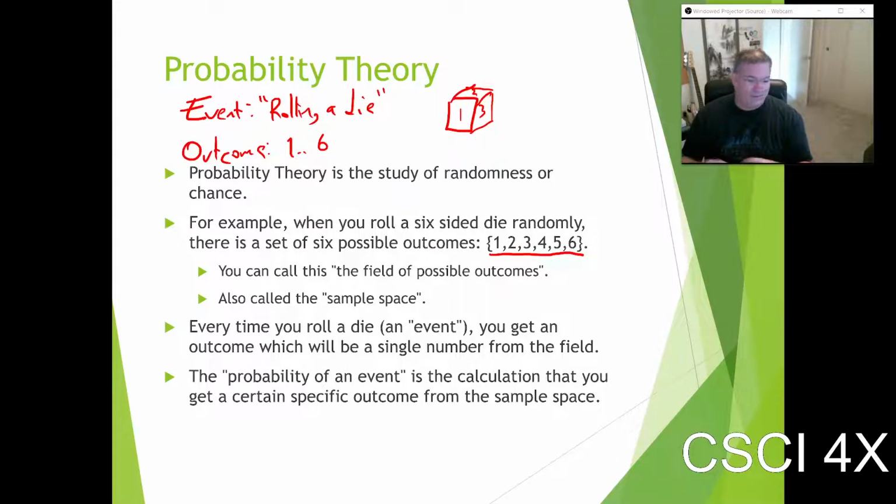Okay. So every time you roll a die, that's an event, and you get an outcome from the field of possibilities. If you roll the die, you get a 3. If you roll the die, you get a 5. If you roll the die, you get a 1. And so the probability of an event is, you basically write down how likely it is you're going to get a 1 or a 2 or a 3 or 4 or 5 or a 6. And in theory, each of these should be 1 out of 6. If you have a fair die, the probability of getting a 1 should be 1 out of 6.